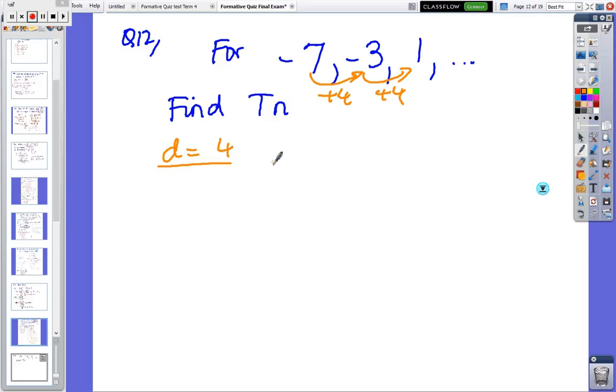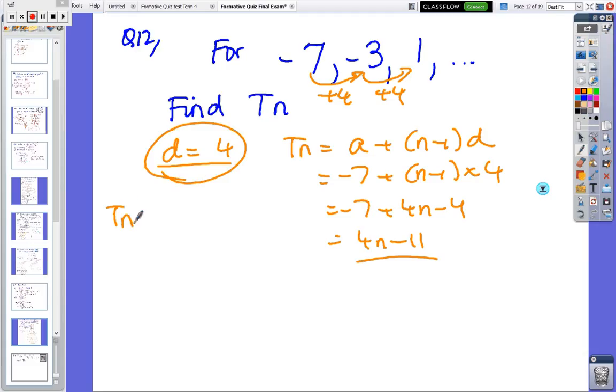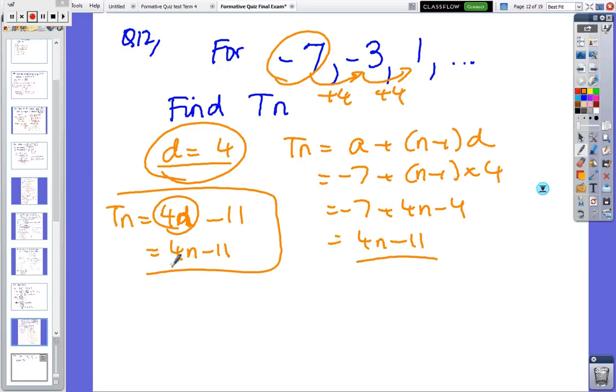So the quickest way, okay, we'll do it the long way. a plus n minus 1 times d equals minus 7 plus n minus 1 times 4, and then expand out, and then just tidy up. So that's your Tn term. The quickest way is, once you know that d equals 4, then you know straight away that it's 4n, and then how do you go from 4 to minus 7, and your answer is minus 11, so it's 4n minus 11. That's the quick way of doing it, and the first way is the slow way.